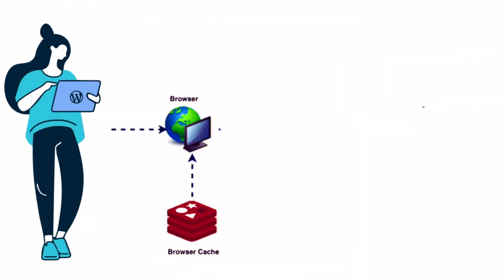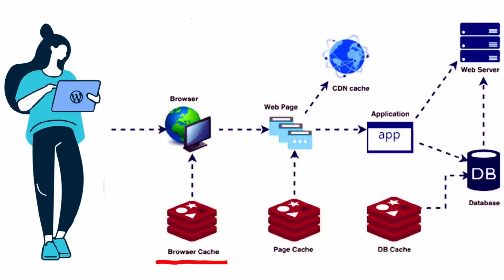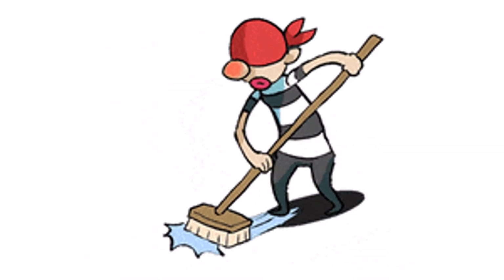Greetings! When you visit a website, some data is saved on your computer and it is called cache. This helps the site load faster next time. If you see old or outdated information, clearing the cache can fix it.